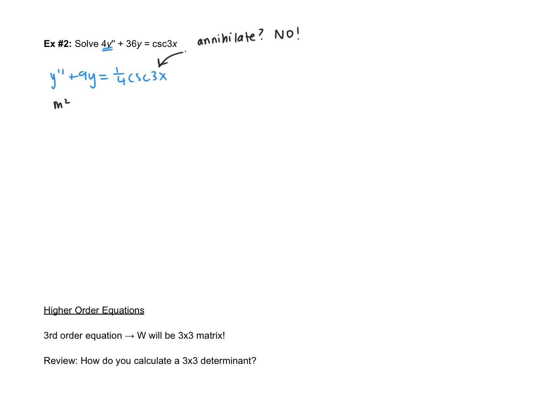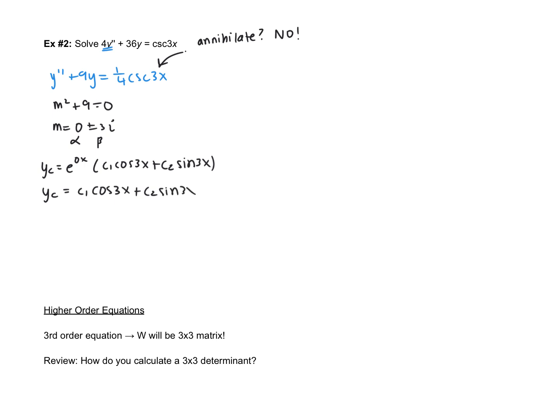So our auxiliary equation is m squared add 9 is equal to 0. So our solutions end up being 0 plus or minus 3i. That gives us then an alpha value of 0 and a beta value of 3. So our complementary solution then is e to the 0x, c1 cosine of 3x, add c2 sine of 3x. Rewriting that, because we don't need that e, we get c1 cosine of 3x, add c2 sine of 3x. Okay, so our first solution, our y1, is cosine of 3x, and our second solution is sine of 3x.